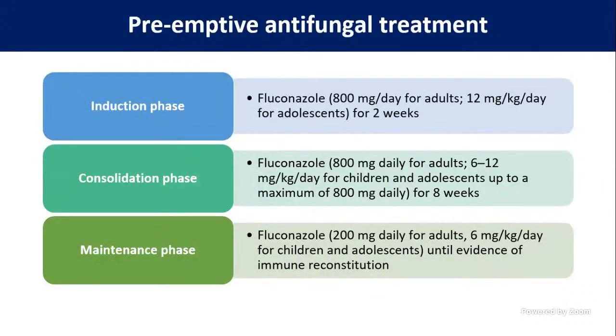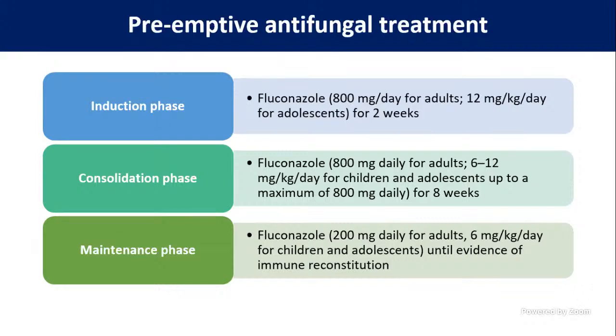Next. So what is the preemptive antifungal treatment? We give fluconazole. It is given again in an induction phase, a consolidation phase, and in a maintenance phase. For an adult, we give 800 milligram per day of fluconazole. For a child, 12 milligram per kg per day. For an adolescent, sorry, for 2 weeks. So after an induction phase of 2 weeks, we go on to a consolidation phase.